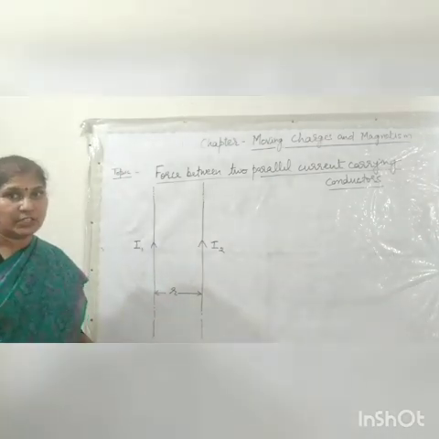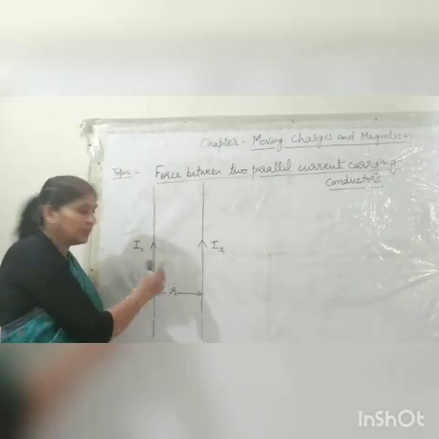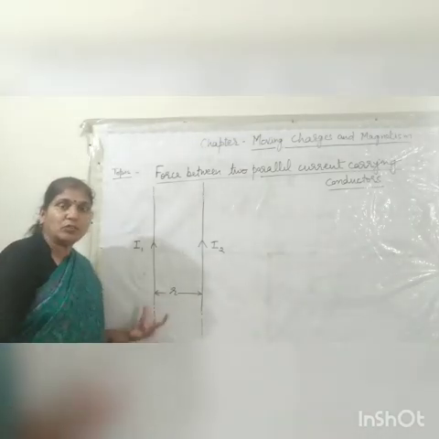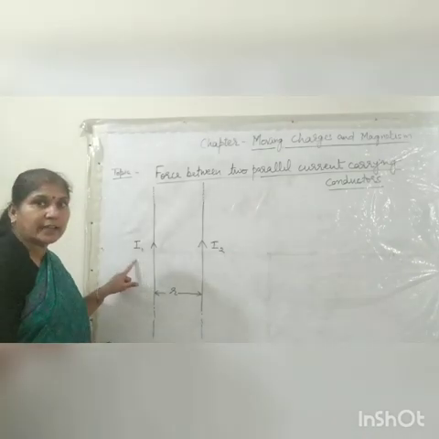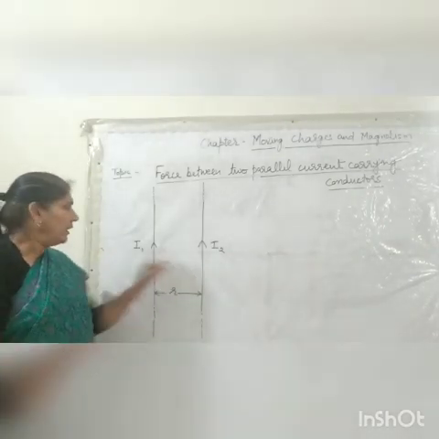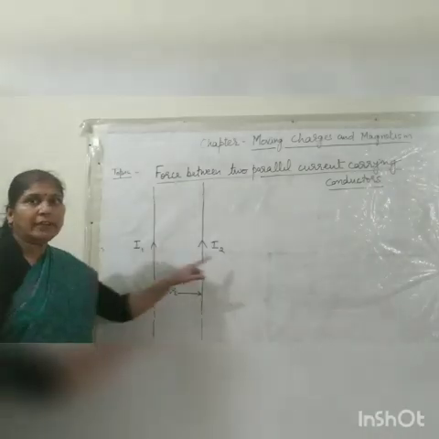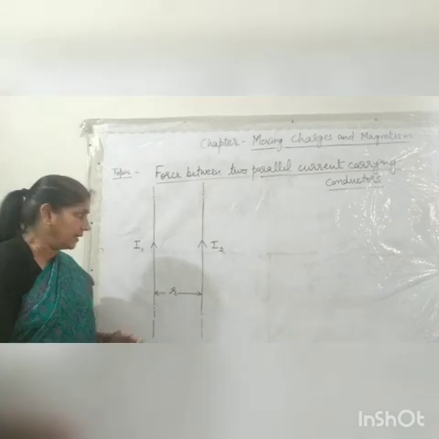that are near each other. Here suppose we take two conductors which are parallel to each other, and both of these conductors are carrying current. Conductor 1 is carrying current I1 while the second conductor is carrying current I2. Here we have taken both the currents in the same direction in these parallel conductors.